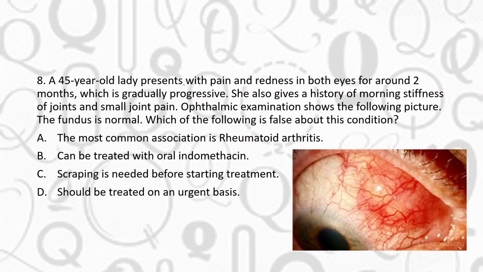So let's take a question at this moment. A 45-year-old lady presents with pain and redness in both eyes for around 2 months, which is gradually progressive. She also gives a history of morning stiffness of joints. So there is some amount of autoimmune component here. Ophthalmic examination shows the following picture. So what do we see here? We see a nodular scleritis.